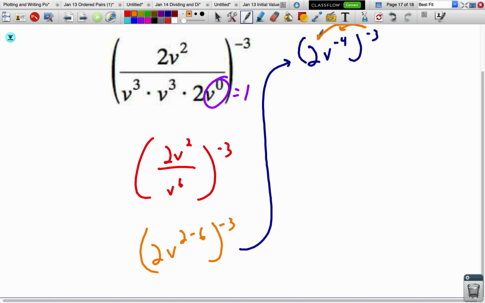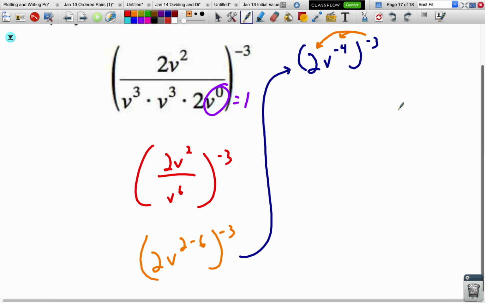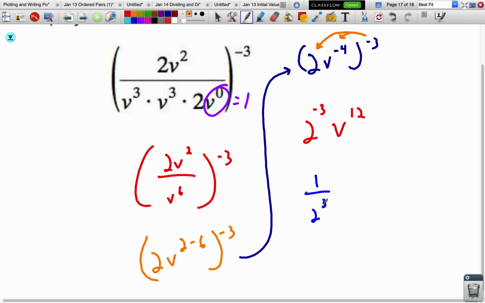Now watch out, when we distribute exponents, they have to also be distributed to the coefficient. It's not like distributing something in front that's being multiplied. Exponents do go to the coefficient and the variable separately. So now I've got 2 to the -3rd times v to the, this is an exponent to an exponent, so I can just multiply them. It'd be v to the 12th. And now 2 to the negative third would be the same as 1 over 2 cubed, v to the 12th. I'll bring that v to the 12th all the way to the top of this fraction and just make this v to the 12th over 8.